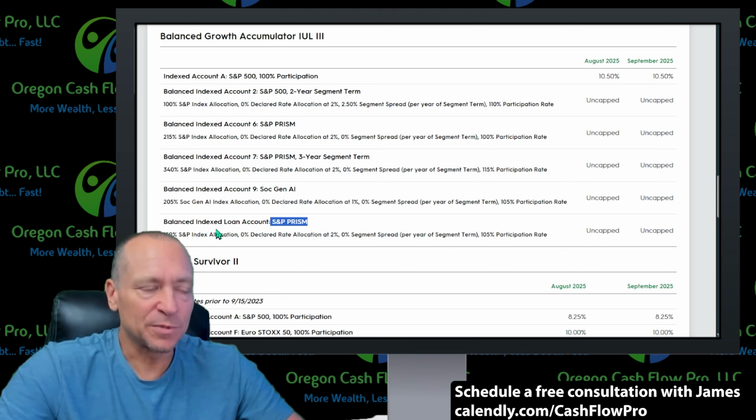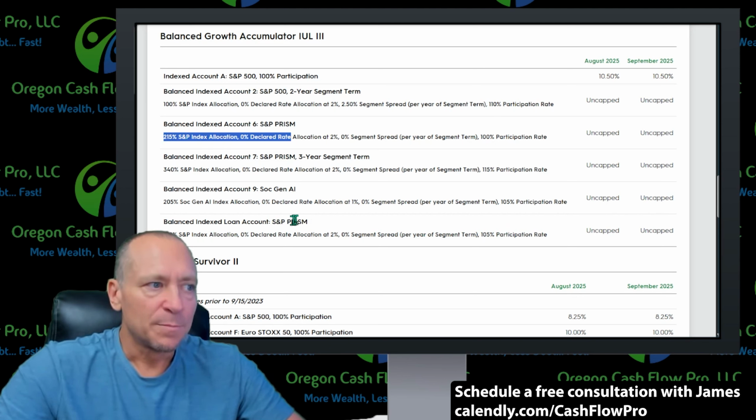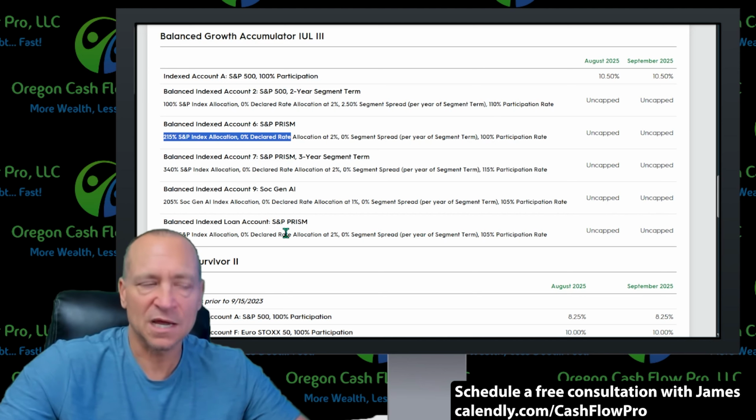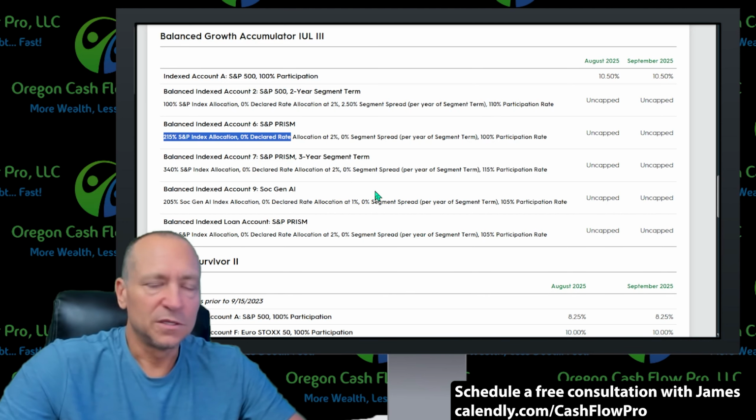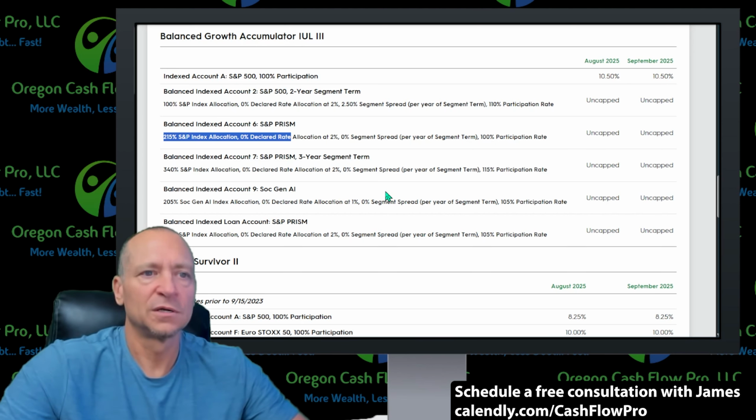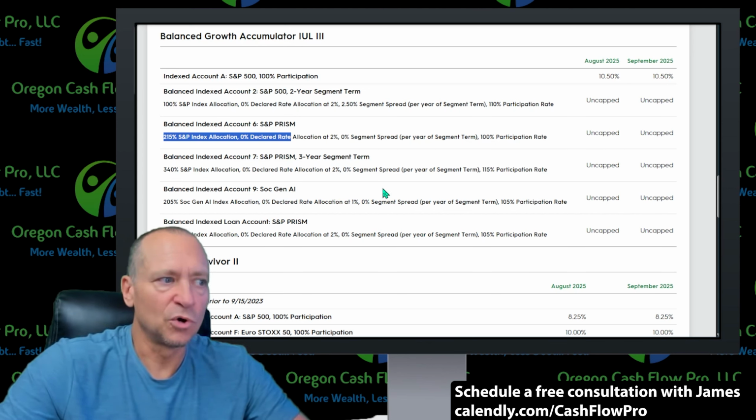So you get 150% in the S&P Prism, 105% participation rate. So not quite as good as what you can get up here, but your loan rate ends up being fixed. So it's not a terrible option. I generally prefer to pick my own index options for these types of things. But in the first year of owning this product, you don't have access to the index options. You can only take a fixed loan for that first year. After the first year, the participating index options open up to you.